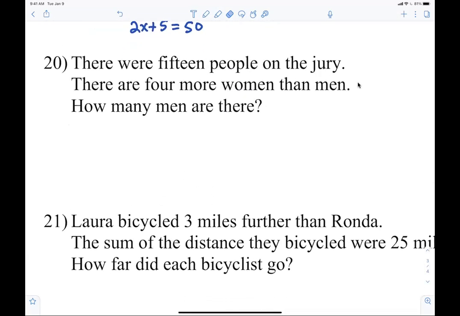There were 15 people on the jury. There's 4 more women than men. So what are we comparing here? Women and men. There you go. So everybody's going to write down W and M. All right, now this sentence right here, there are 4 more women than men. So who is x? x is the men, and the women is 4 plus x or x plus 4.